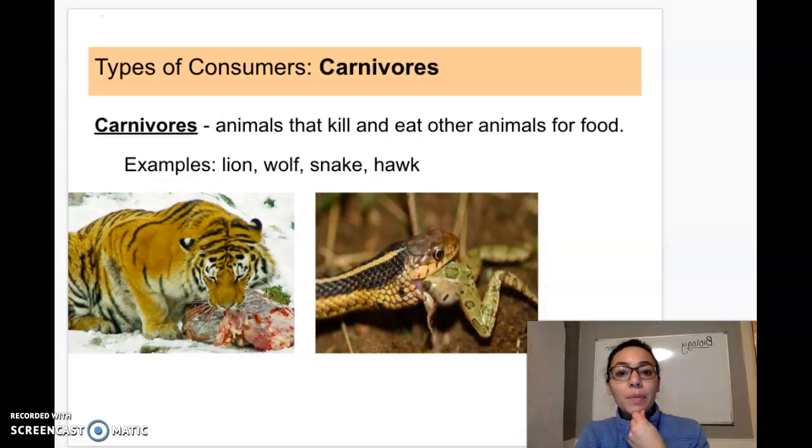All right, first type of consumer, carnivore, right? If anyone speaks Spanish or Portuguese or any of the Latin languages, carne means meat, right? So these are meat eaters. Vor means to eat, so meat eaters. These are animals that kill and eat other animals for food. So things like lions, wolves, snakes, hawks, anything that's actively killing and eating another animal for food.